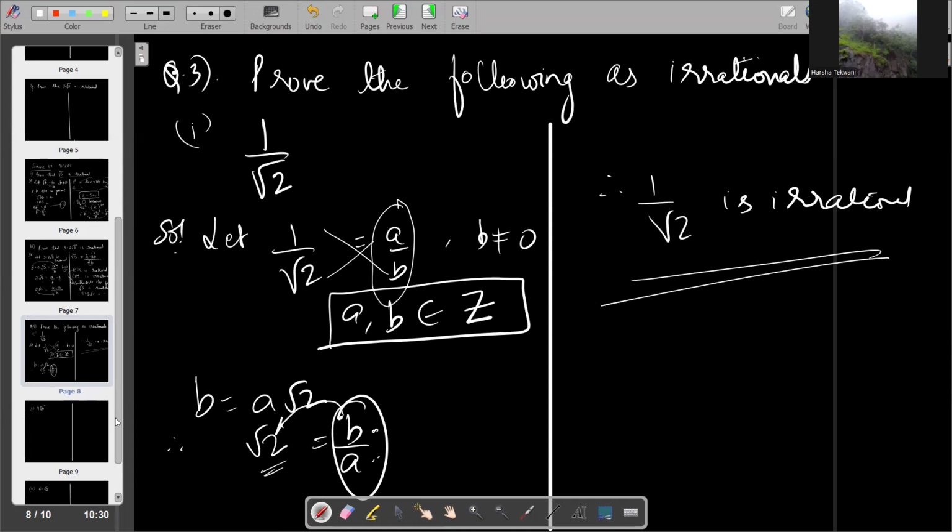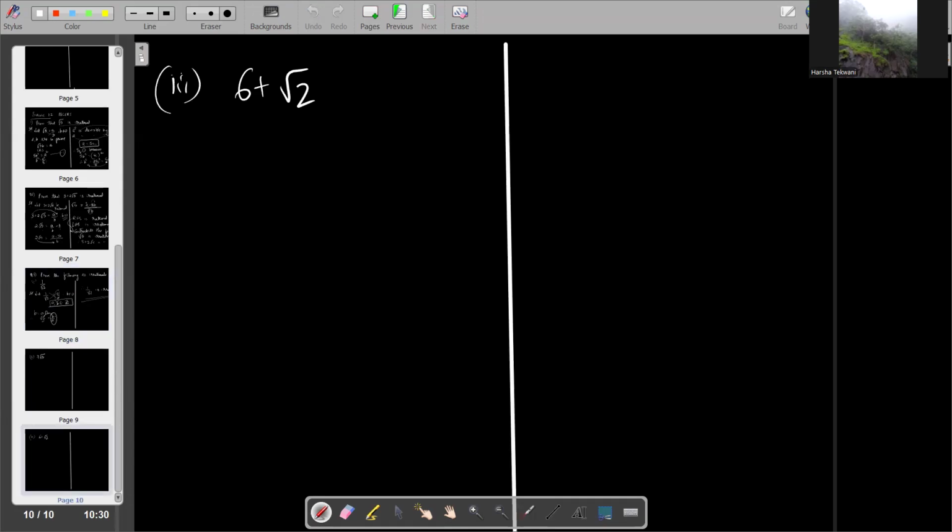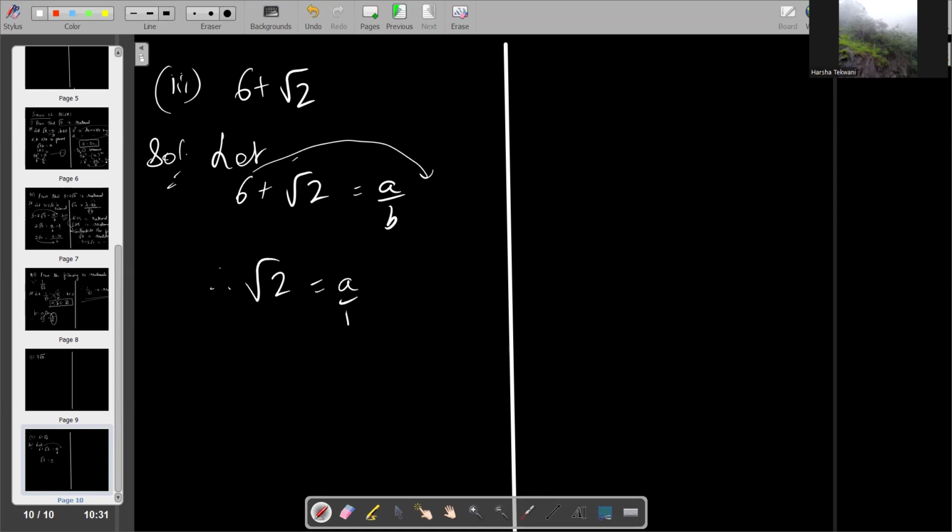Okay, next one. Again, a binomial. See, binomial should not be a tension. It's pretty easy. So let 6 plus root 2 be equal to a by b. First we will move the rational terms to one side. I'll just take LCM. Now what can you say? See, the right hand side is completely rational because a and b were integers.